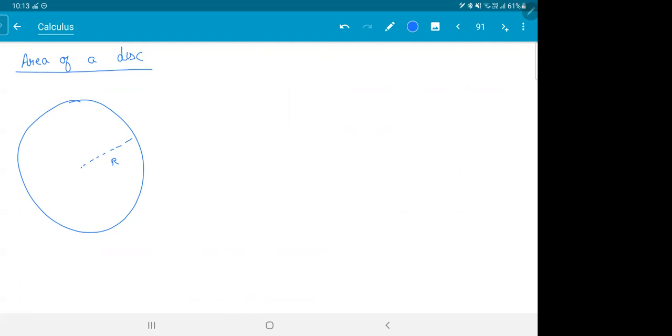See, listen carefully what we do. Choose a ring, thin ring of dx thickness. This derivation is quite important for HSC. I think we will see it in entrance also, but in HSC you will find this derivation in multiple places. At distance x from center.